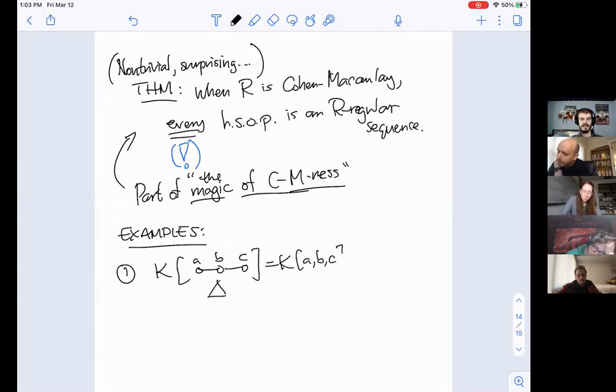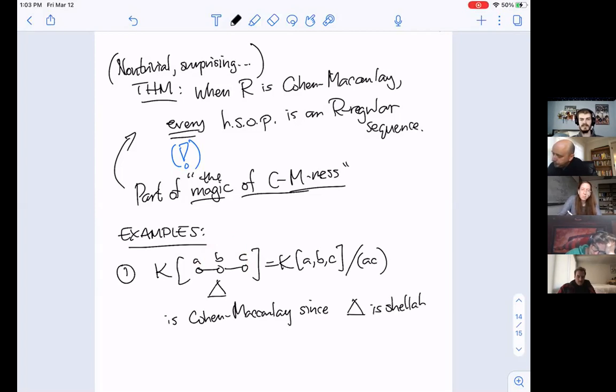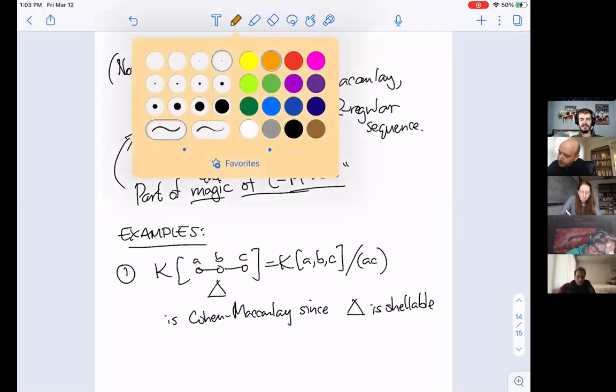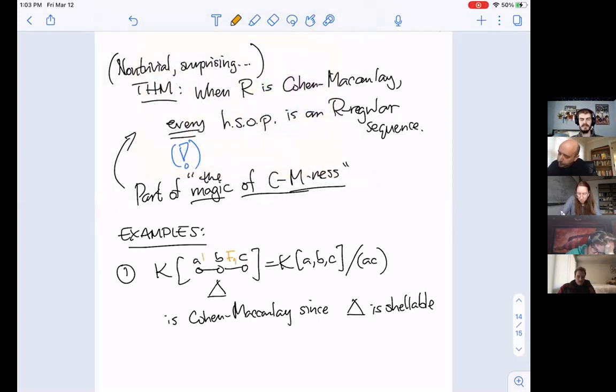It's got still the 3 variables, but now the only minimal non-face that I have to mod out by is that there's no edge from A to C. And so slightly different quotient, different from the one before. This thing is Cohen-Macaulay since delta is shellable, right? I can order those facets, F1, F2, boom, that's a shelling order on that little connected graph. I've ordered the facets in a shelling.